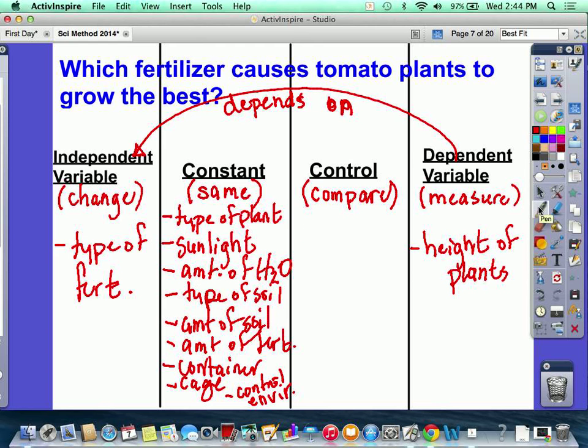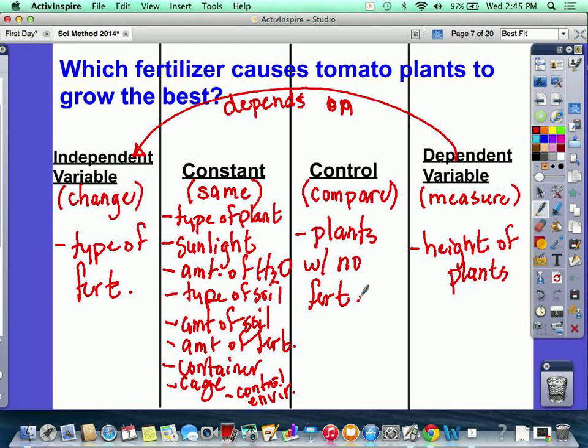Okay? They're going to be our control group. Plants with no fertilizer. Just like the people in the drug experiment that didn't get the medicine are the control group. The plants that don't get the fertilizer are the control group. Why? So we can compare plants that got fertilizer to plants that did not. Does that make sense? So the control is what we're using for comparison.